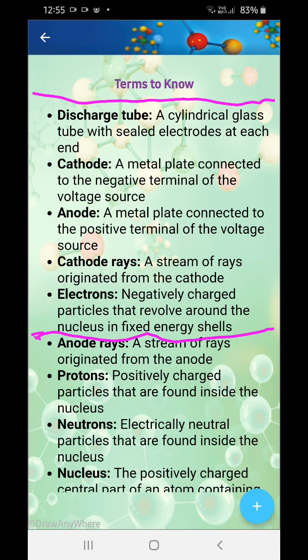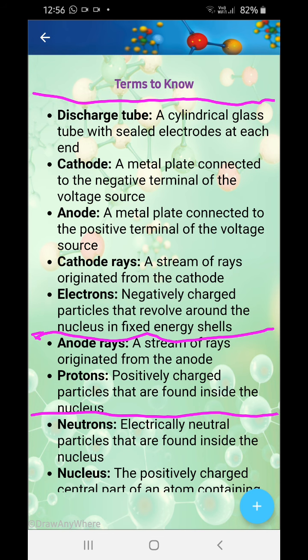Now discovery of protons. Now then how can an atom be electrically neutral, right? It cannot be. So then scientists thought that yeah, there has to be some positively charged particle in the atom, right? So then they started finding all these things. And how? Let us see, okay. The stream of rays originated from the anode is known as anode ray. Very simple. Rays that are originating from the anode are known as anode rays. Now what are protons? Positively charged particles found inside the nucleus. So now think they have discovered protons.